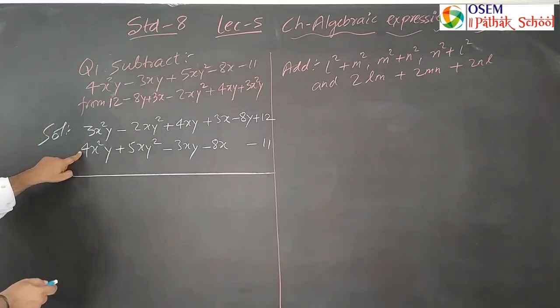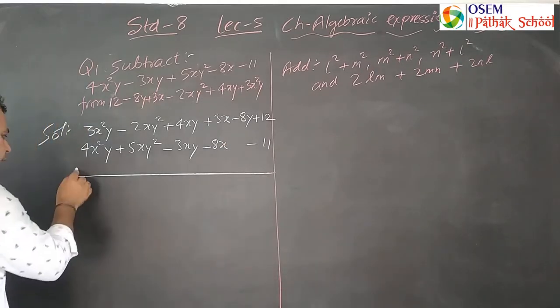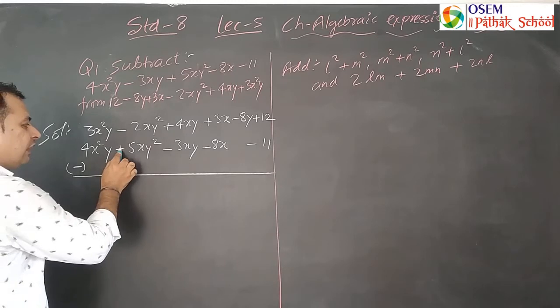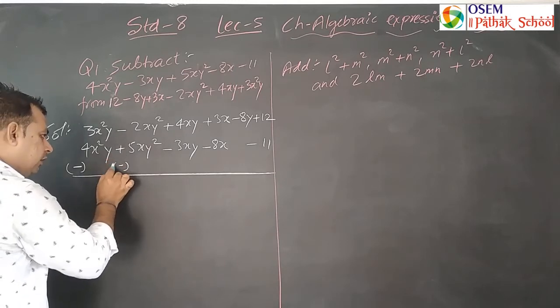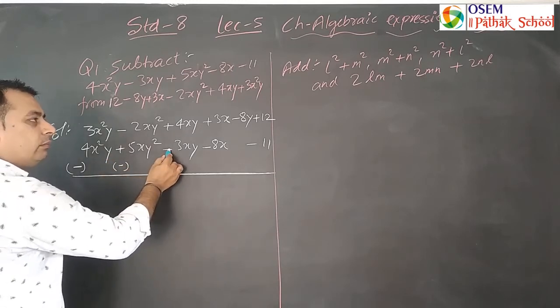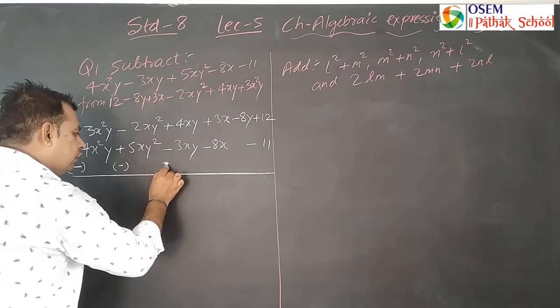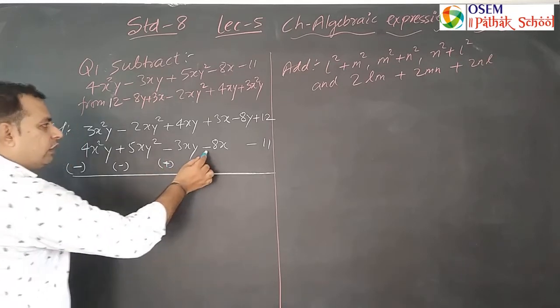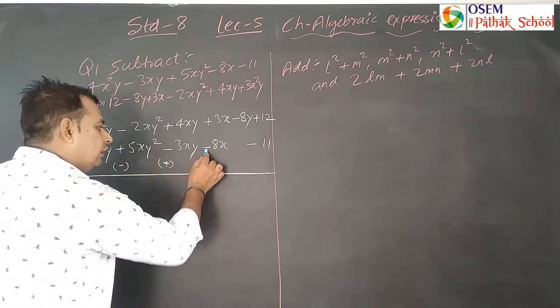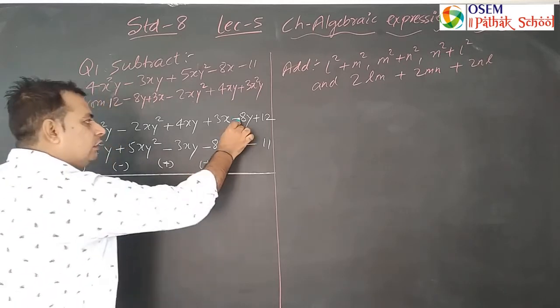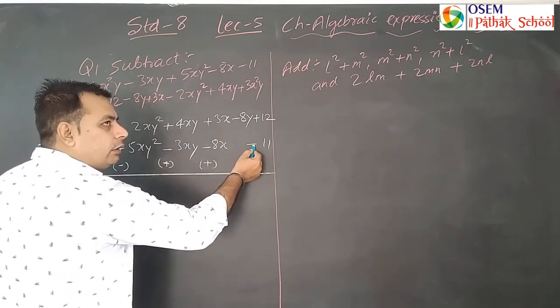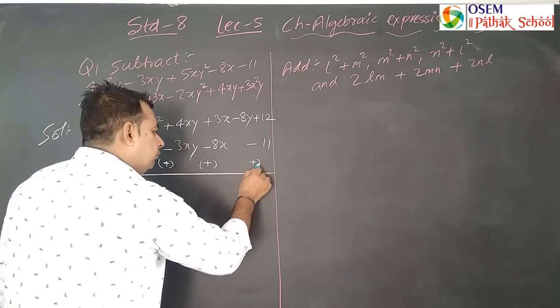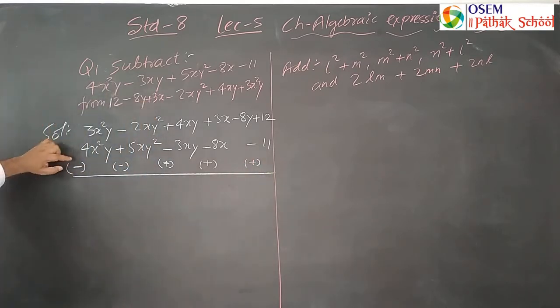So what is the sign over here? Plus. It will become minus. What is the sign over here? Plus. It will become minus. What is the sign over here? Minus. It will become plus. What is the sign over here? Minus. It will become plus. Now over here, minus. It will become plus. Now the new sign is minus.